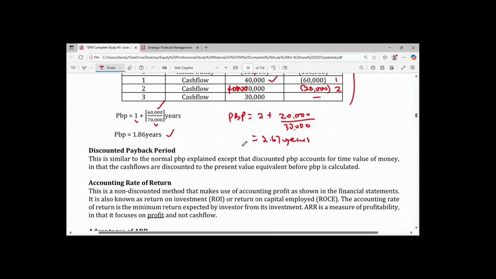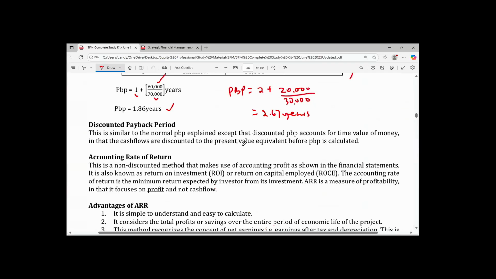All right, so let's briefly touch on discounted payback period. I wanted to tell you this in our last class, but I said it's better to have the normal payback period first, before we talk about discounted payback period. There's nothing big about discounted payback period. It's the same thing as the normal payback period.